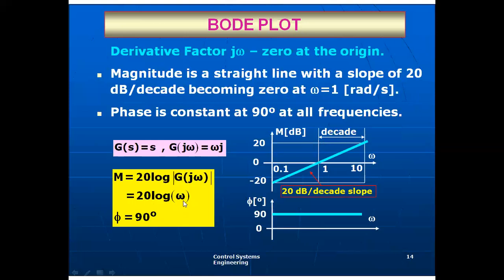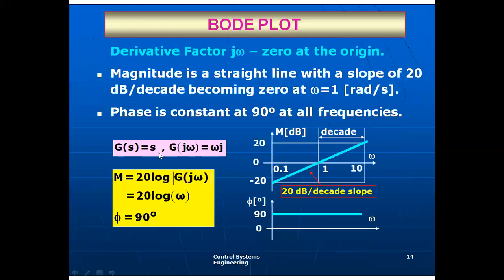When omega equals 10, that is 1 decade apart in frequency, log 10 equals 1, so we get 20 into 1 equal to 20. So we get a magnitude of 20. The slope will be 20 decibel per decade, whereas the magnitude is at 20, with a positive slope of 20 decibel per decade.